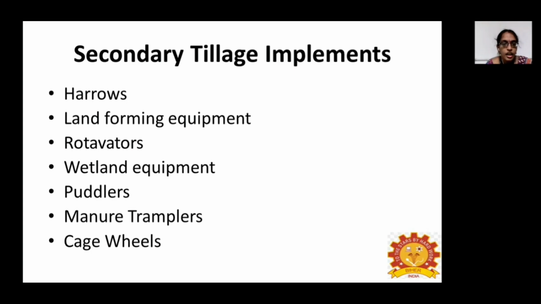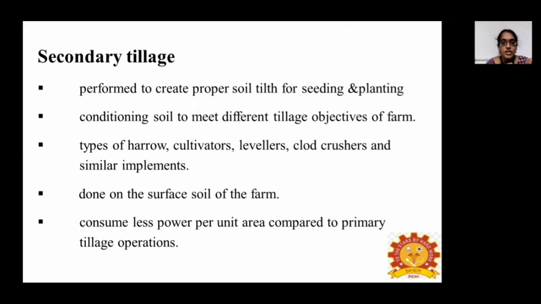For puddling, or else to prepare a wetland for cultivation, in order to plant rice nursery or paddy seedlings, these rotavators are used, along with wetland equipment and puddlers, the manure tramplers, used to incorporate any manures in the field, and the cage wheels. So these are all the implements which are used.